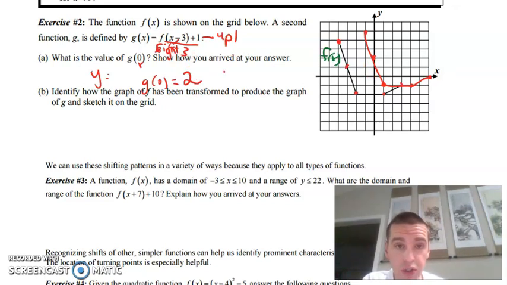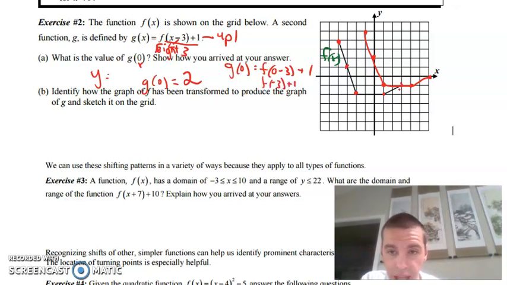Or what you could have also done is said that g of 0 equals f of 0 minus 3 plus 1. Well, what was f of negative 3? F of negative 3 was 1, 2, 3, 1. Plus 1 is 2. So I know that was 1 plus 1, which equals 2. Both will give you the same answer. One way, you plugged in 0 to begin with for x and used the original function. The other way, I already did the transformation and then found the actual answer.